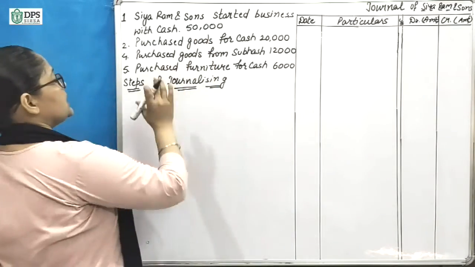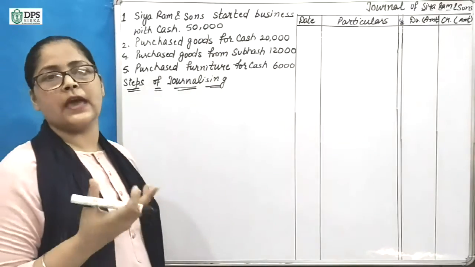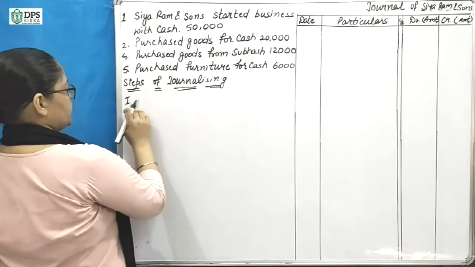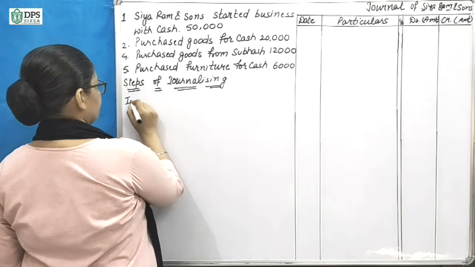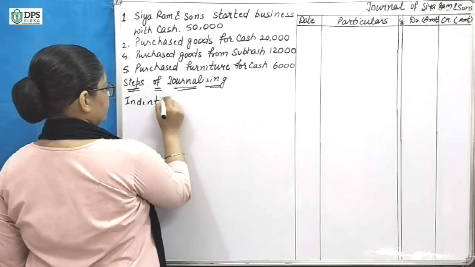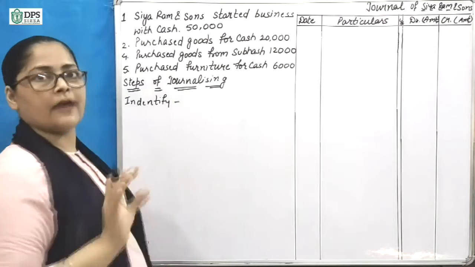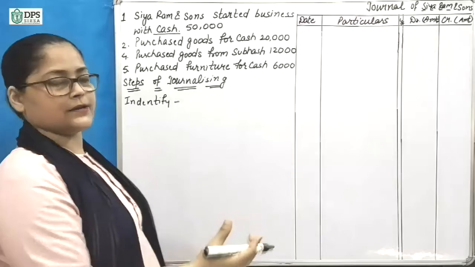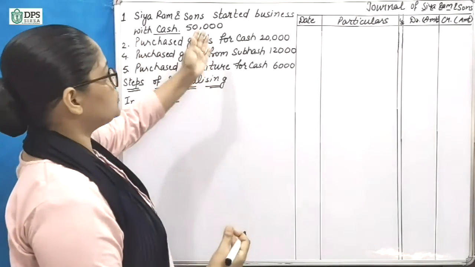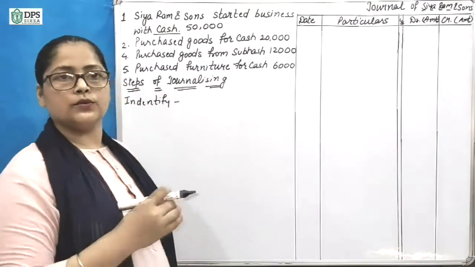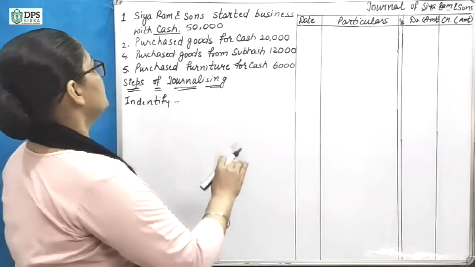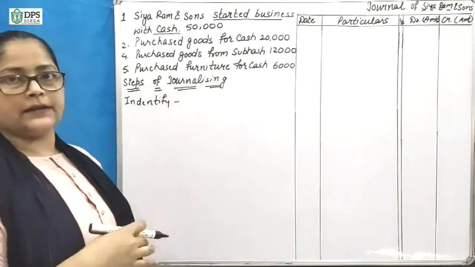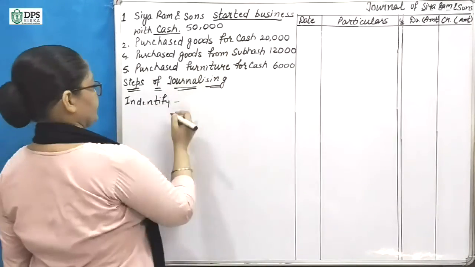₹50,000. So Siaram and Sons started business with cash. So the first step is identify. Here we will identify the accounts that are affected. So the accounts that are affected are cash, because we are paying cash, and cash is being paid to the business of Siaram. So it is invested in the business of Siaram. We are paying it to the business of Siaram because here we have started business.